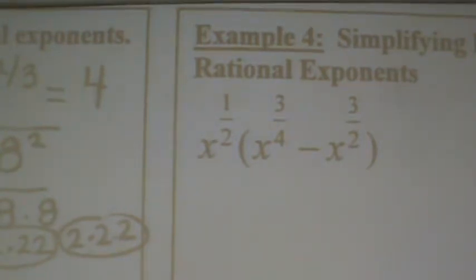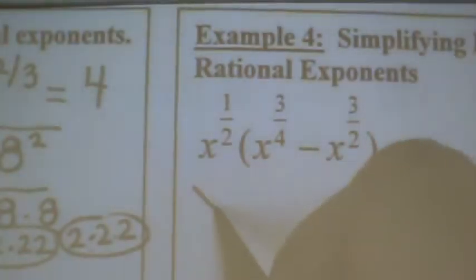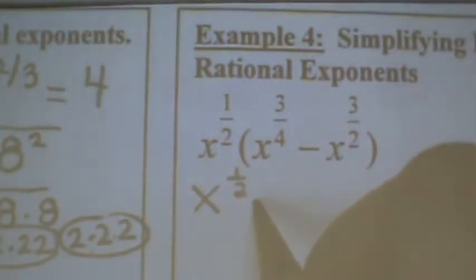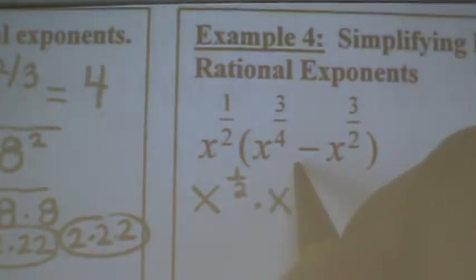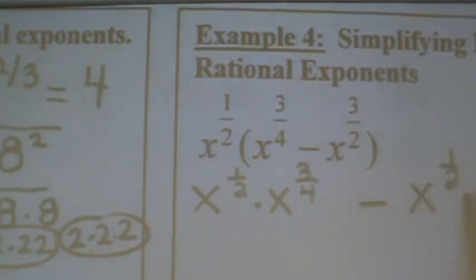Okay, so let's see how smart you guys are. You've got x to the 1/2 power, and what does it appear that you're doing? Distributive property, so you multiply. Let's write it out. You're distributing. You've got x to the 1/2 power times x to the 3/4 power, and then you have minus x to the 1/2 power times x to the 3/2 power.